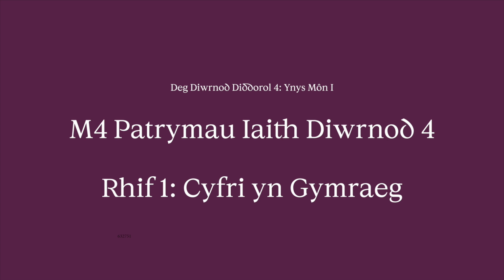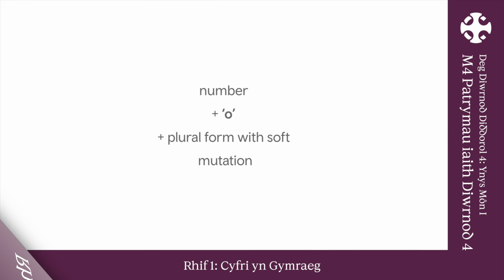Rhif 1. Cyfri yn Gymraeg. Counting in Welsh. There are different ways of using numbers depending on whether the word you are using is singular or plural. If the word is plural, for example, cŵn, dogs, cathod, cats, then you use the following. Number plus o plus plural form with soft mutation. For example, tri o gŵn, 3 dogs. Pedwar o gathod, 4 cats.